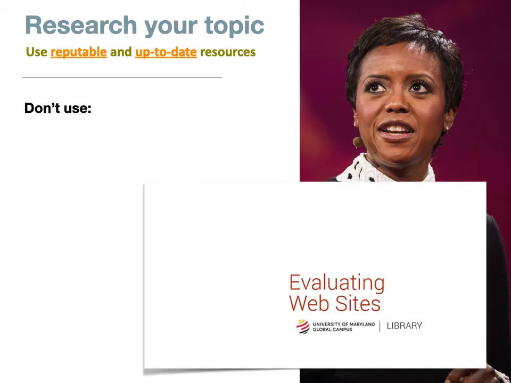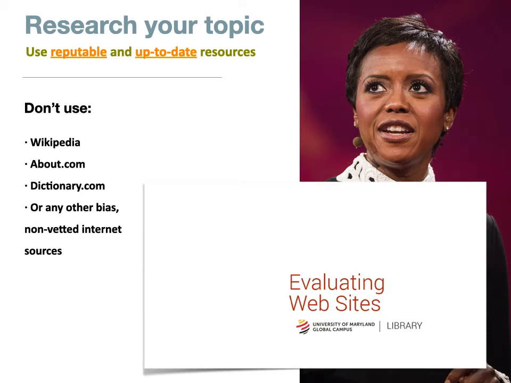When you're researching your topic, you don't want to use Wikipedia, about.com, dictionary.com, or any other biased or non-vetted internet sources. There's tons of information out there on the internet. You need to make sure that you're vetting the right type of sources, ones that are reputable, well used, used in academic situations, not just random websites that you find online.